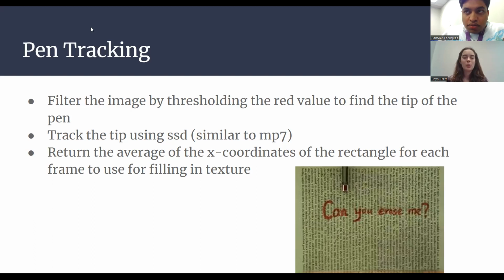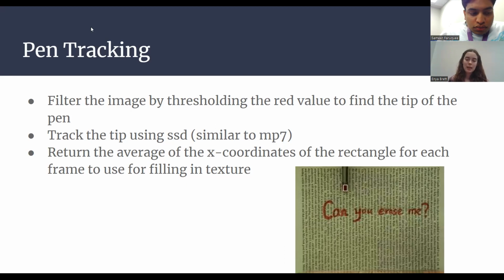Image we wanted to have this new texture overwritten onto for each frame. The way we did this was we filtered the image by a threshold of the red value. So if the red part of the pixel was high enough, then that pixel was kept, otherwise it was thrown out. And essentially, once we had all of the most red pixels, we determined that the tip of the pen was the highest of those red pixels, so above a certain line on the image.